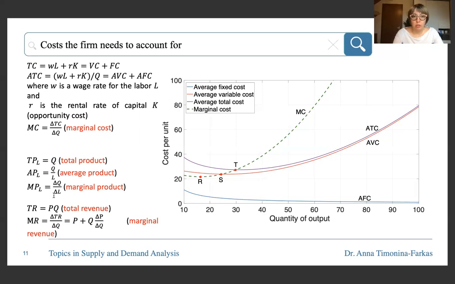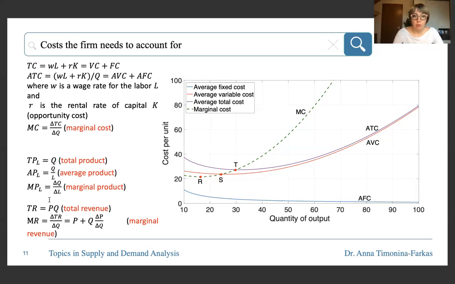Further, it is important to remember the following concepts because in CFA level 1 you can be asked to compute them. The total product is just the quantity produced. The average product in labor is the quantity produced divided by this labor. Of course, you can be also asked to calculate the average product by capital, and in this case you need to divide the quantity produced by the capital. Then you have marginal product in labor here, and it is just the difference in quantity produced given additional labor.